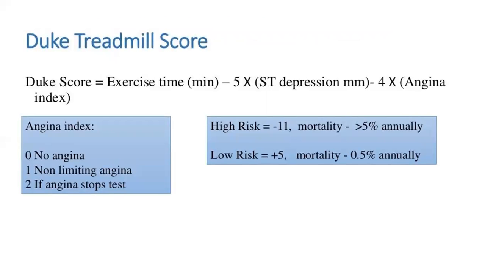Duke treadmill score. Duke score equals exercise time in minutes, minus 5 times ST depression in mm, minus 4 times angina index. Here you can have a look at angina index. At 0, no angina. At 1, non-limiting angina. And at 2, if angina stops the test. At high risk, you can have a look at minus 11 mortality. And at low risk, it is plus 5.